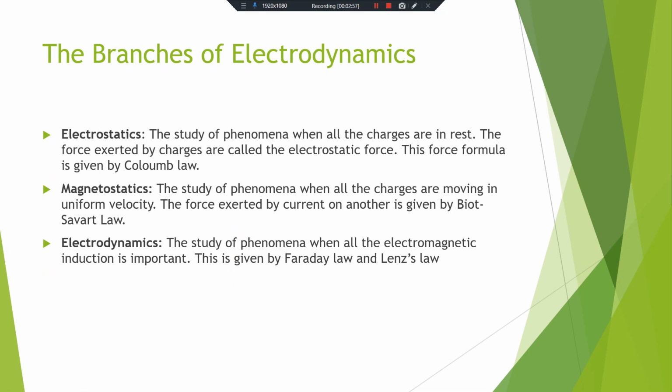Branches of electrodynamics. There are 3 branches of electromagnetism. The first branch is electrostatics, the second is magnetostatics, and the third is electrodynamics. Electrostatics is the branch in which all the charges are at rest, and the force exerted between them is governed by the electrostatic force, with the formula given by Coulomb's law.